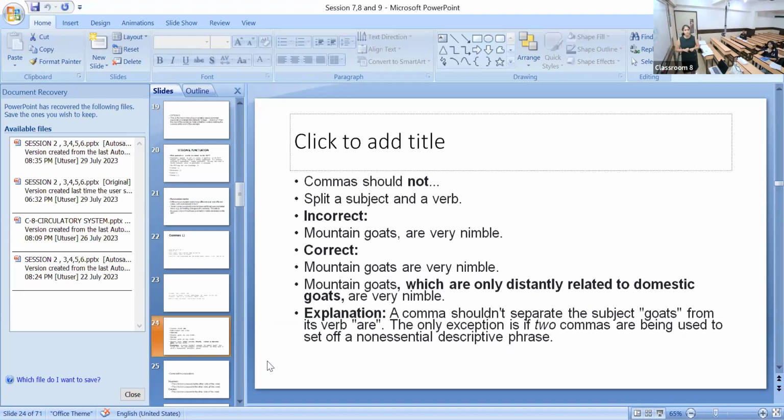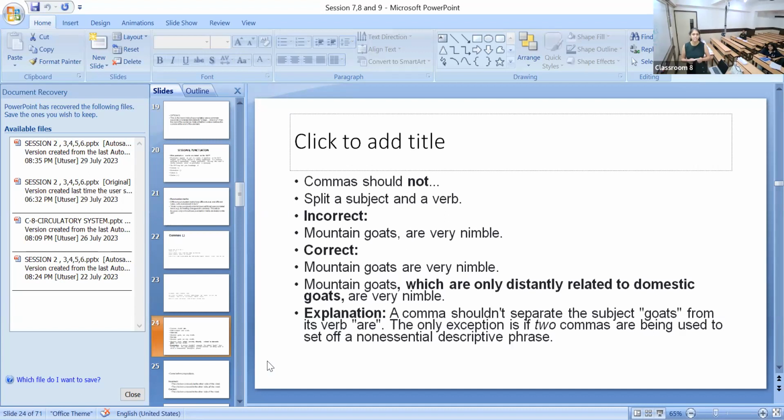So Akshita, can you read the first example, please? Ma'am, the incorrect sentence. Yes, dear. Mountain goats, comma, are very nimble. So Akshita, what's the fault over here? Ma'am, they've put the comma between the subject, that is the goat, and then the verb, that is are. So we are not supposed to do that. Awesome. Are we all clear with this?